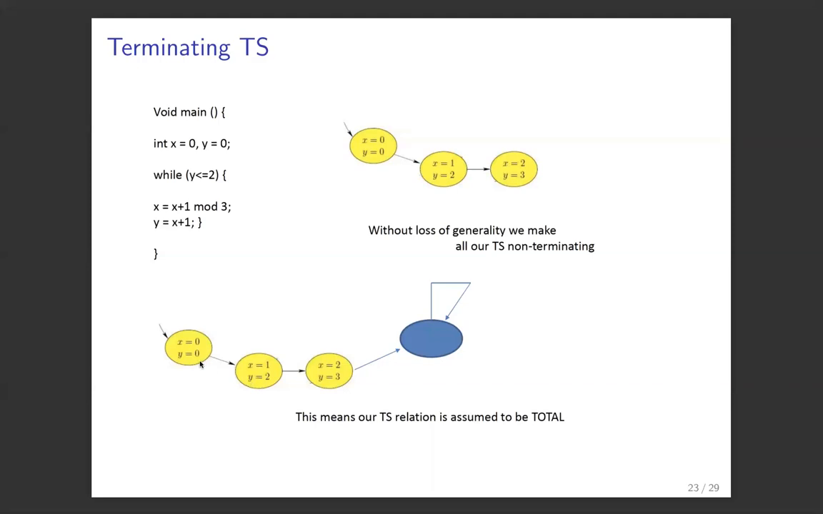Oh, no, that's not what I mean by total. Total means it has to be total, like a total function. It has to be defined for every possible combination of values for x and y. Of course, it is defined for 0, 0, because there is an outgoing transition.